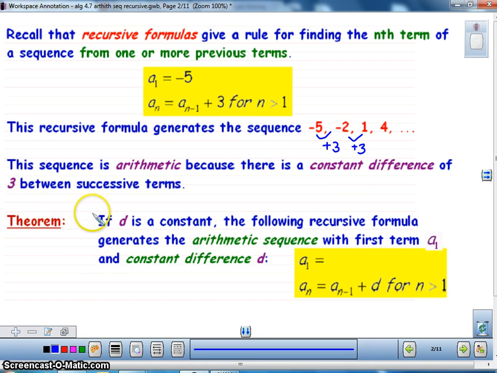So there's a theorem, when we get into geometry next year, you work a lot with theorems, that if d is a constant difference, the following recursive formula generates an arithmetic sequence with the first term a_1 and a constant difference d. So anytime you see where it asks you to write recursive, recursive has to have two parts, a_1 and a_n.